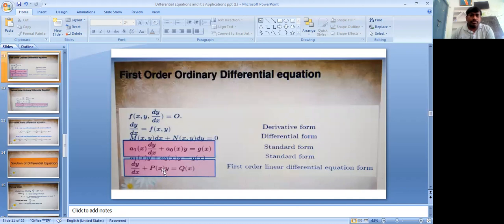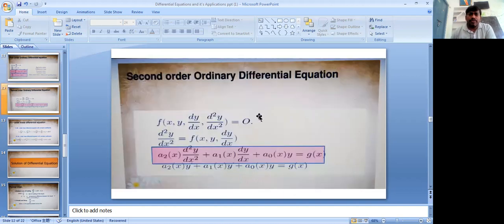Suppose the same problem is given in the examination. For the solution of a linear differential equation, first find the integrating factor, I.F. equals e to the power of the integral of P of x dx. After finding the integrating factor, the general solution form is: y is the dependent variable, so y times the integrating factor is equal to the integral of Q of x times the integrating factor dx plus c. To find the right side integration, it is an indefinite integration, that's why I'm using a constant.